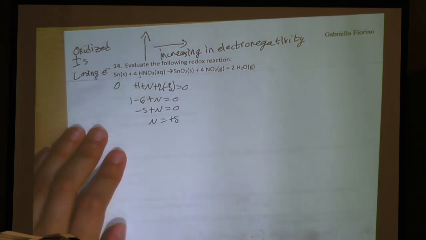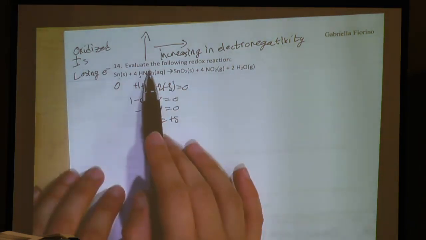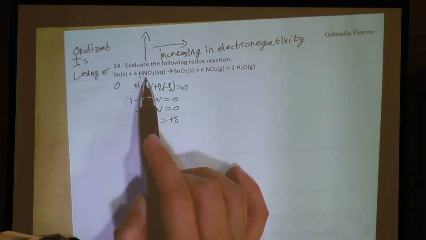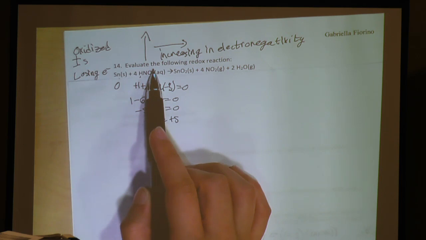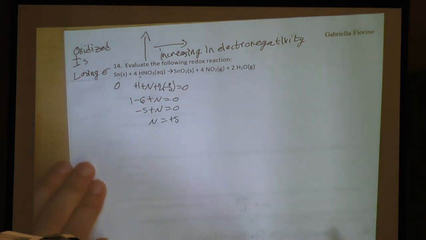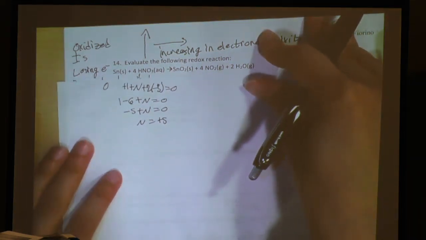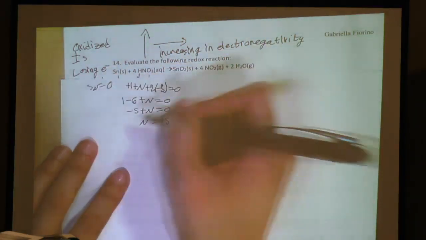So that's something to be careful with, comparing and contrasting when to use 0 and when to use the charge of the polyatomic ion. Nitrogen is within the polyatomic ion, right? This is nitrate. Because nitrogen is in the polyatomic ion, we don't take into consideration the charge of the polyatomic ion. If that makes sense. That might be a little confusing how I explained it, but okay. So now we found nitrogen, we have Sn.